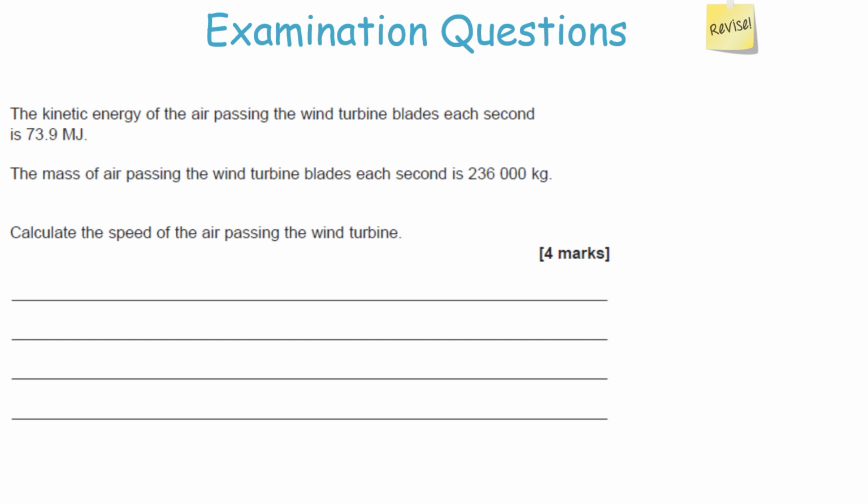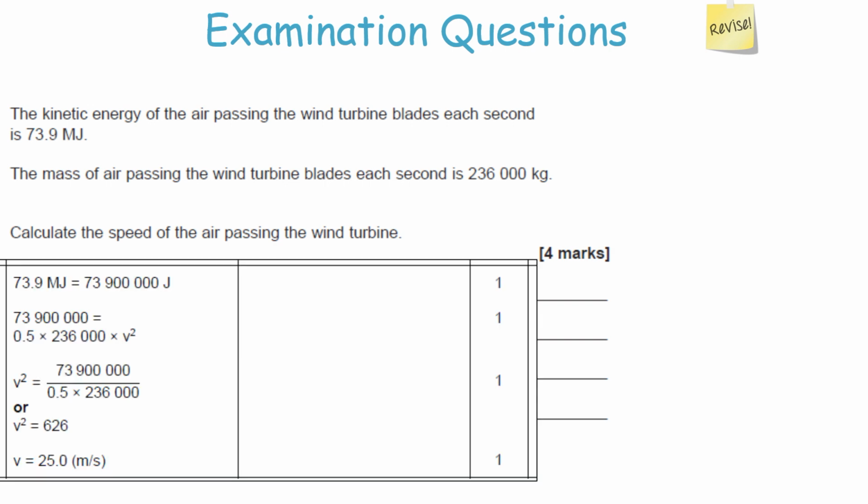So now the other thing to note is we're given kinetic energy in megajoules. Now we do not use megajoules in physics, we use joules, so we've got to convert mega into just normal values. Now mega means million or times 10 to the 6, so 73.9 megajoules is 73.9 times 10 to the 6 joules. So that's the first thing that we do. The next thing that we do is then we pop that into our equation and say 73,900,000 is equal to a half times 236,000 times v squared.